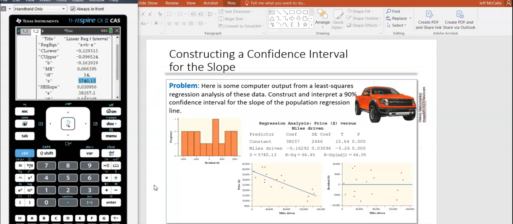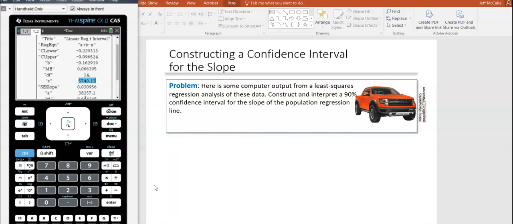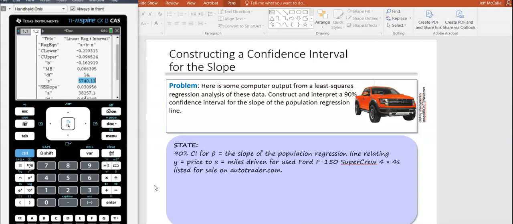Usually you're going to have the computer output, so you probably won't have to do this in your calculator at all. Here's the computer output. How do you start? We start with whatever your confidence level is, in this case, 90% confident.